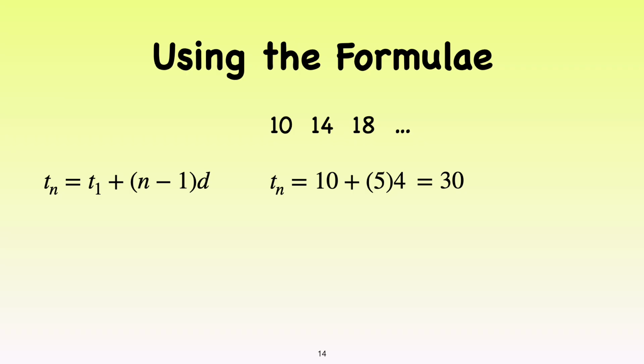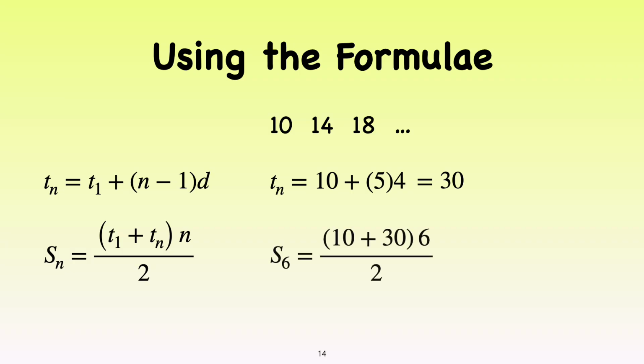Now, to find the sum of the first 6 terms, we add the first term to the last term, multiply by 6, which is the number of terms we are adding together, and then divide by 2. All that yields is 120.